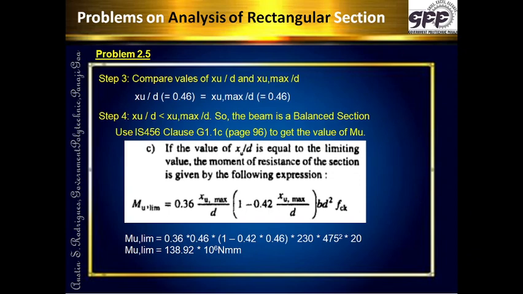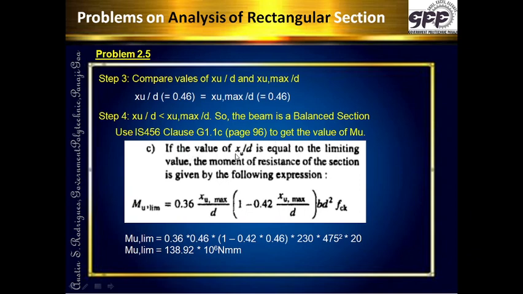So now what happens? If there is a slight mistake over here, if Xu by d is equal to Xu max by d, like in this case, there is a typing error over here. If Xu by d is equal to Xu max by d, the beam is a balanced section. Now in this case, the answer is the beam is a balanced section. So if it is a balanced section, what does the code say? The code says use IS 456 clause G-1.1c, page 96 to get the value of Mu.